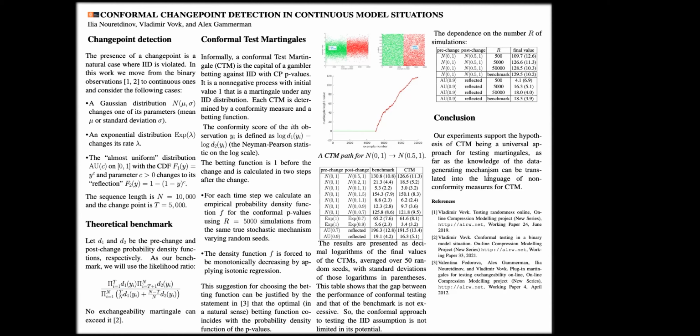Therefore, our conclusion is that our experiment supports the hypothesis of conformal testing martingale being a universal approach for testing martingales, as far as the knowledge of the data generation mechanism can be translated into the language of nonconformity measures for conformal test martingales. So we show that this translation is possible.